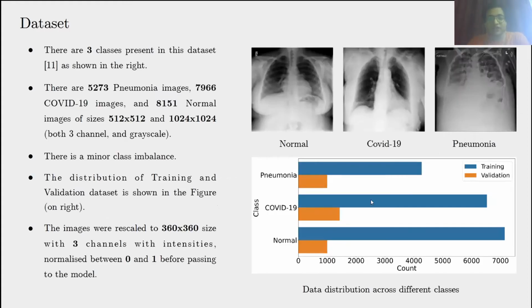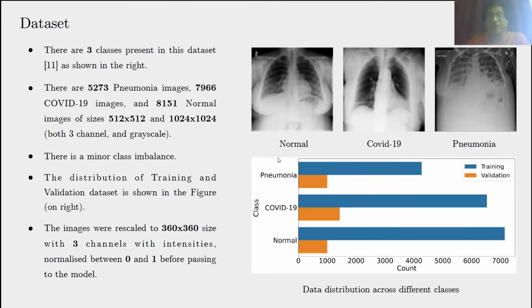There are three classes present in this dataset, as shown on the right. There are 5273 pneumonia images, 7966 COVID-19 images, and 8151 normal images of different shapes and sizes, like 512 cross 512 and 1024 cross 1024, both 3-channel and grayscale. So there was a mix of data. From the data distribution, we can see that there is a minor class imbalance. And the distribution of training and validation is shown here in this slide.